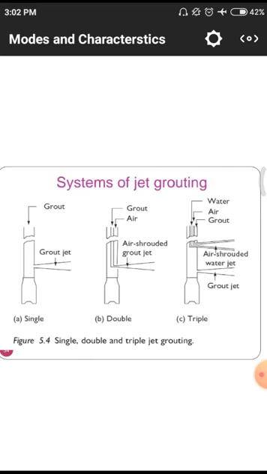On the third one we are having a triple. On the first there will be some water jet or grout jet. On the second condition they are having an air shrouded water jet. On the third we are having this water, air and grout material. So those three: a water jet is there, an air jet is there, and some water plus air grout is there. There are completely three kinds of passing mediums we are providing with the help of these triple jets.